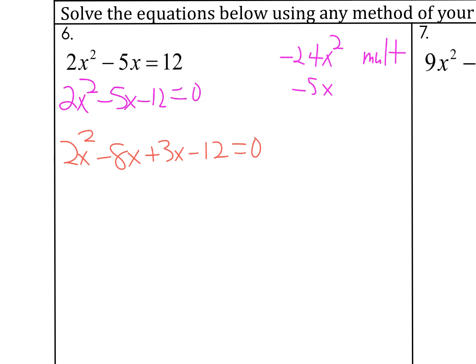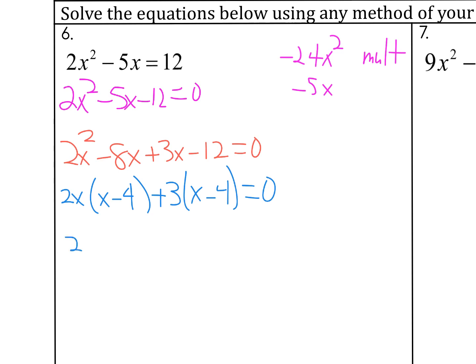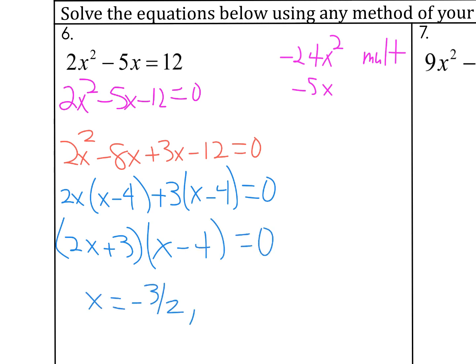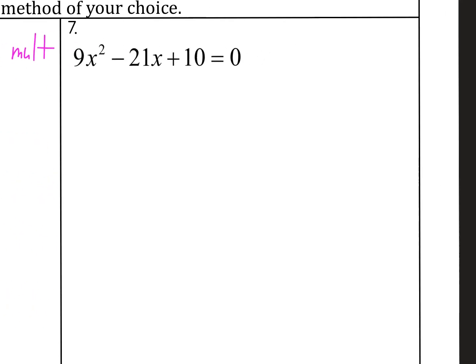I can take a 2x out of those first ones, and I'm left with x minus 4. And I can take a 3, and I'm left with x minus 4. So that means I'm going to have a 2x plus 3 and an x minus 4. And therefore my answers are negative 3/2 and positive 4. You can plug those back in.